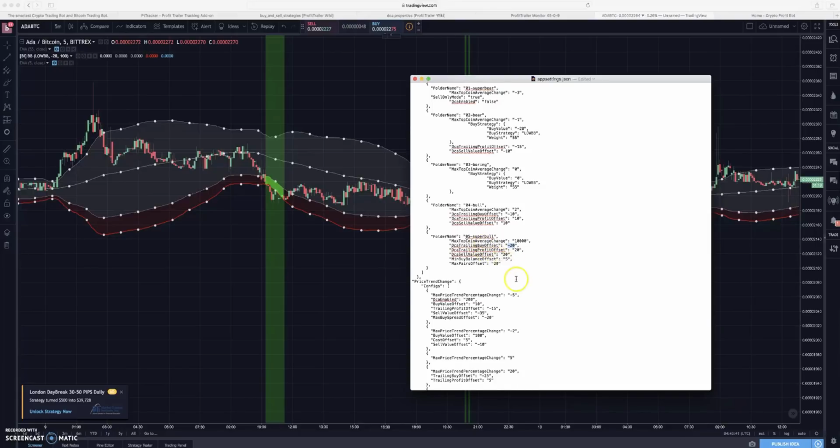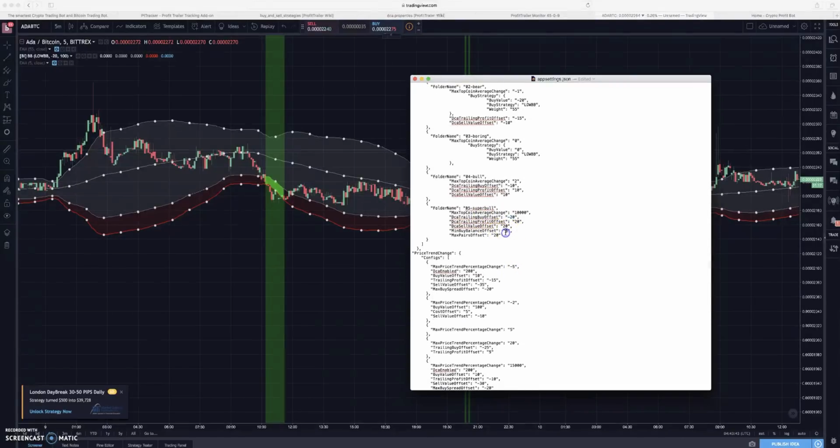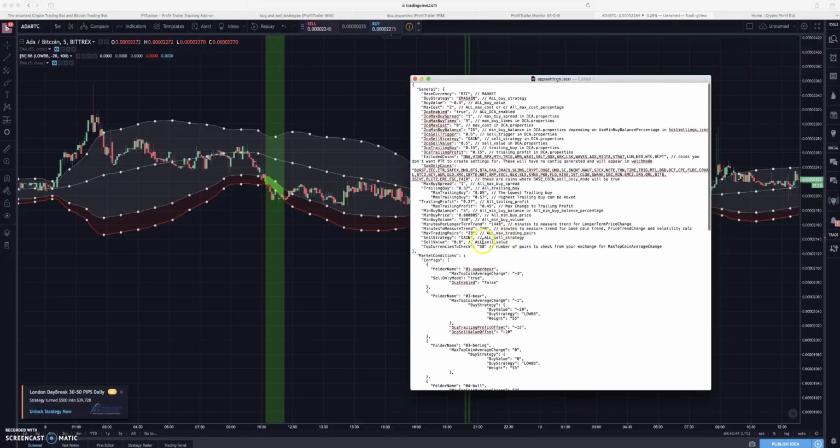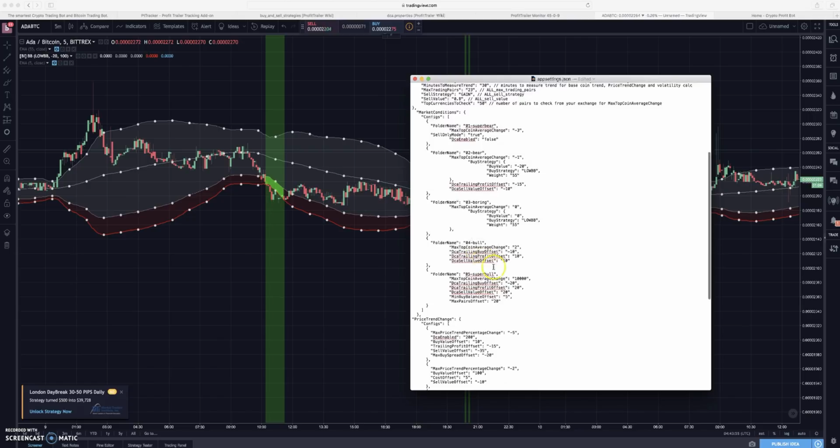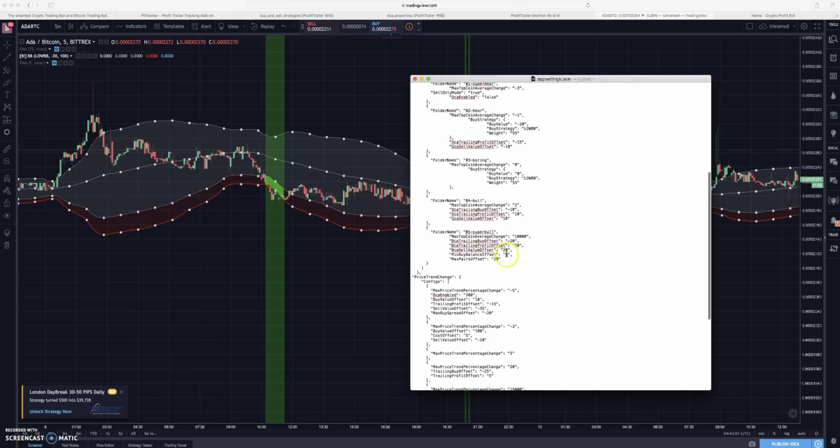So my min buy balance is offsetted by 5%, and that's because when I'm in a bull market, I want to be able to buy more coins. So my min buy balance will be increased by 5%. This actually should be a negative now that I'm looking at it, because I want that decreased. So there you go. Caught an error right there.